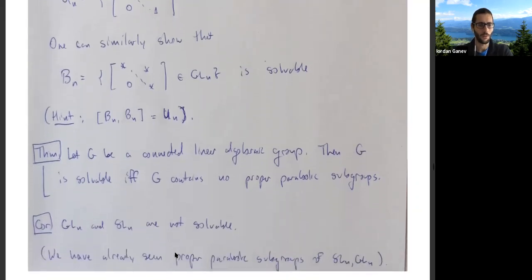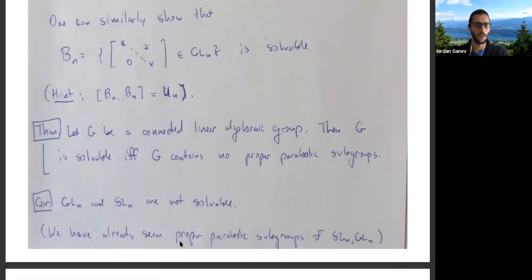Before jumping into the proof, let me point out an immediate corollary, and that's that two of our favorite groups, GL_n and SL_n, are not solvable, because we've already demonstrated that there are parabolic subgroups in each of those groups. For example, upper triangular invertible matrices, and so that means that these two groups are not solvable. Of course, there are other ways to prove it, but once we have this theorem, it follows pretty quickly.